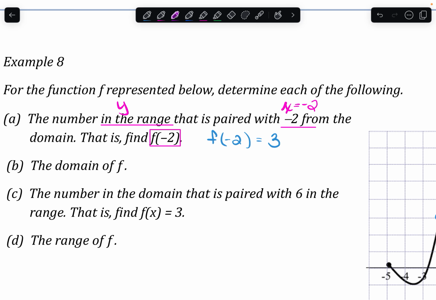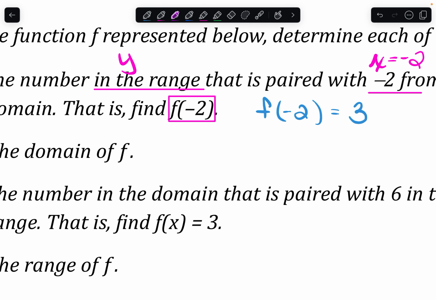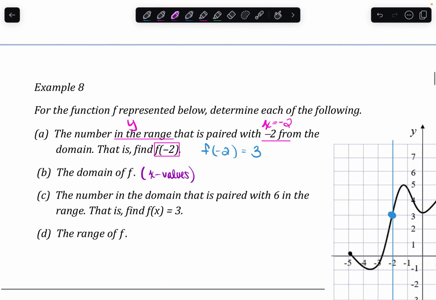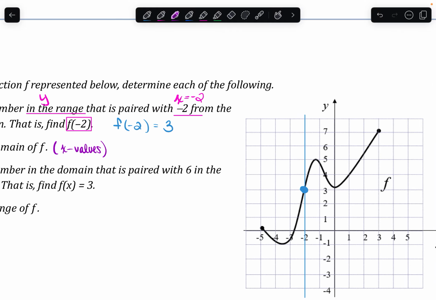All right, B, we are asked for the domain. Remember, the domain means the x values. So we're looking for the x values. All right, so difference here is this is not a set of points. This is a fully connected graph. So what we're going to do is we're actually going to write our answer two ways.